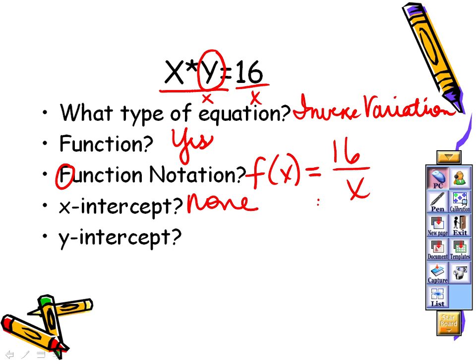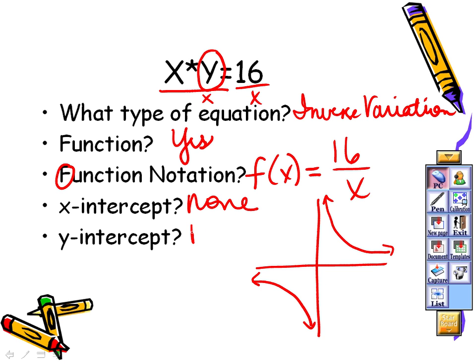Do you remember this graph? We did this a few weeks ago. It's going to go something like this. Somebody told me it looked like a butterfly. The word inverse variation has 2 words, and this graph has 2 parts. Okay, what's the y-intercept? None. It doesn't cross the y-axis. So it's none and none.